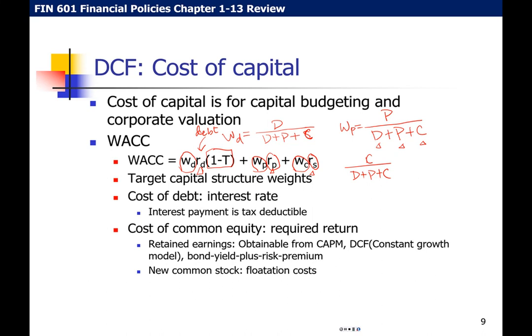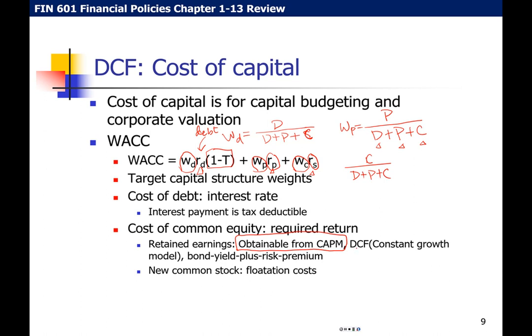And the cost of common equity can be found by finding the required return, and the required return comes from retained earnings. When firms retain earnings, the firms will be growing. There are 3 ways to find the required return for equity. First, you can get it from CAPM, right? Using the CAPM formula, you will need the market risk premium and the beta, which is the market risk of this stock.